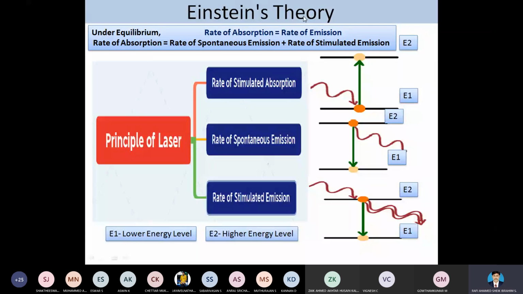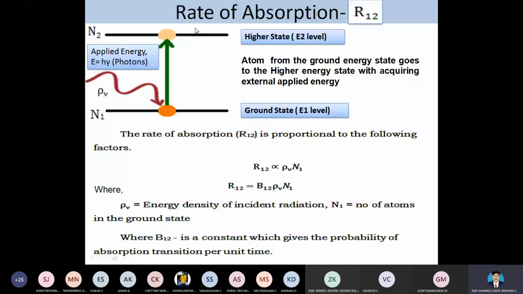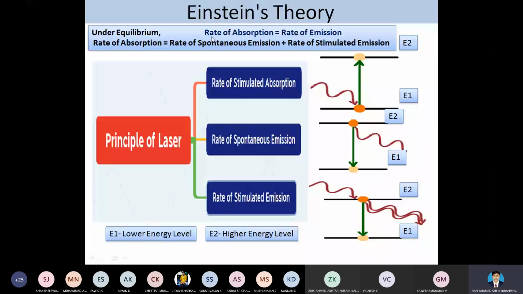In Einstein's theory, we measure the Einstein coefficients, the values of A and B. Let's see the processes and the values one by one. I already informed you that according to Einstein's theory, rate of absorption equals the rate of emission. You should not forget this term. Rate of absorption equals the rate of emission.